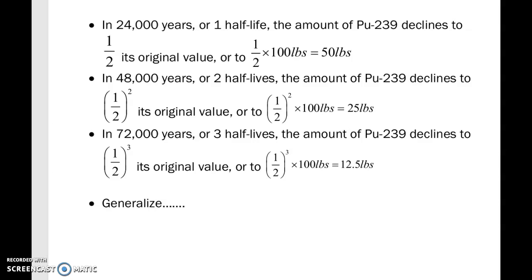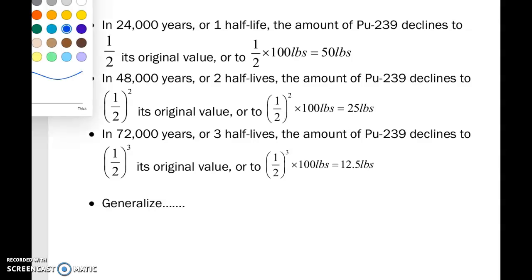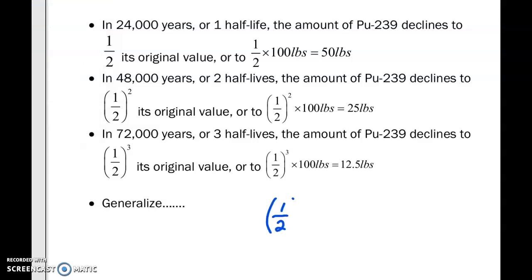So we can see the pattern that's emerging. What is happening? In general, I take half and raise it to the number of half-lives, which you can find by taking the time and dividing by the half-life. And then I multiply it by the original amount, which in this case is 100 pounds. And then I'll get that future amount.